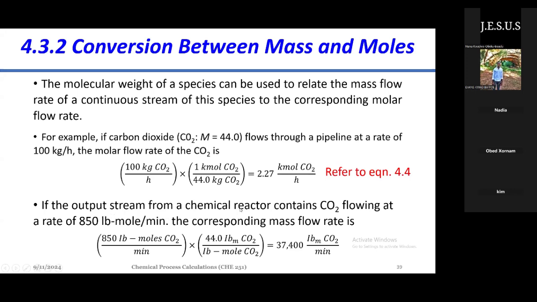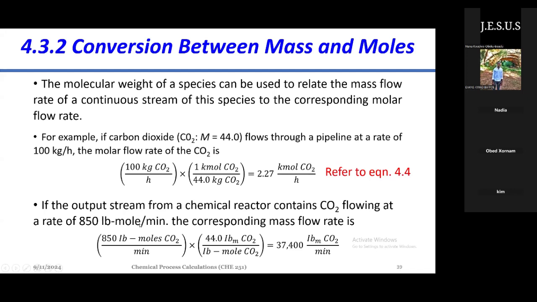If the output stream from a chemical reactor contains carbon dioxide flowing at a rate of 850 pound moles per minute, the corresponding mass flow rate is... So, a similar question like that.